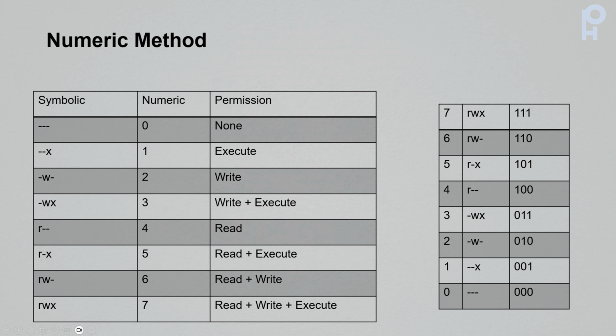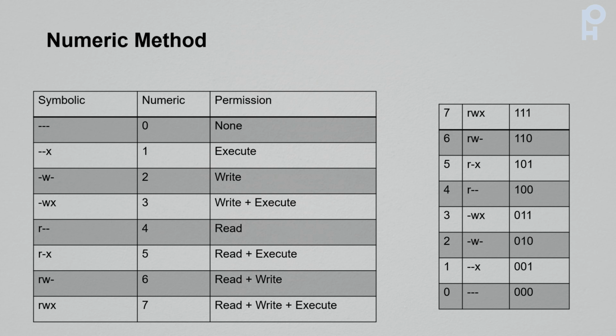Then hyphen hyphen x means one, that the file has only execute permission. Then hyphen w hyphen means write, which is 2. Hyphen w x is number 3, which is write plus execute. r hyphen hyphen is number 4, which is read permission. r hyphen x is number 5, which is read plus execute permission. rw hyphen is 6, which means read plus write permission. And rwx is 7, which means read, write, execute.